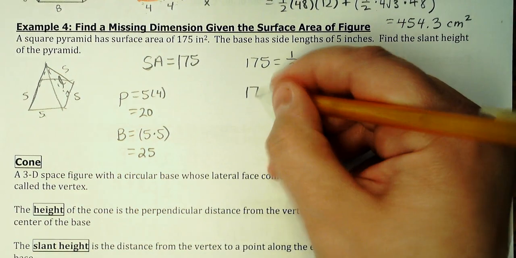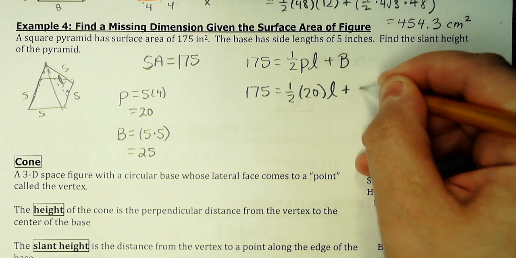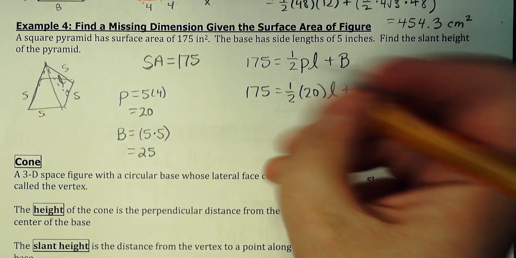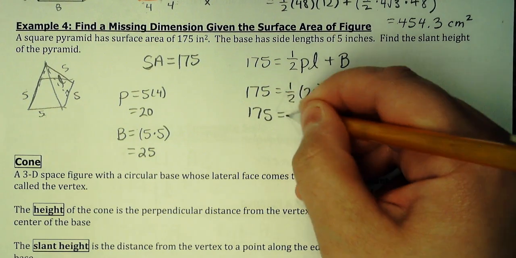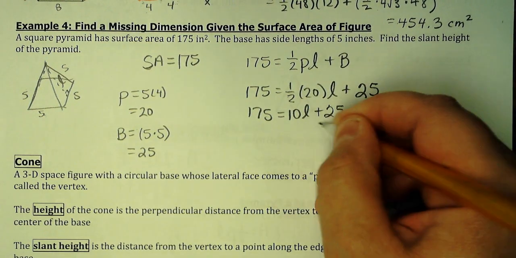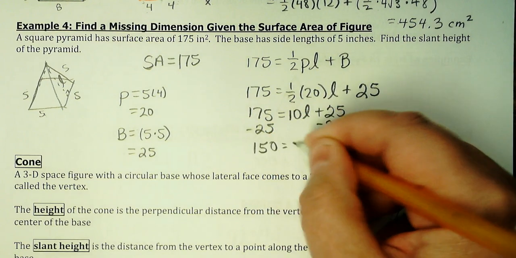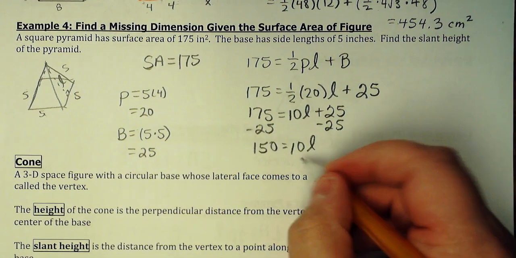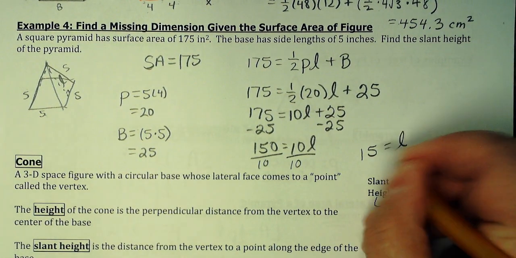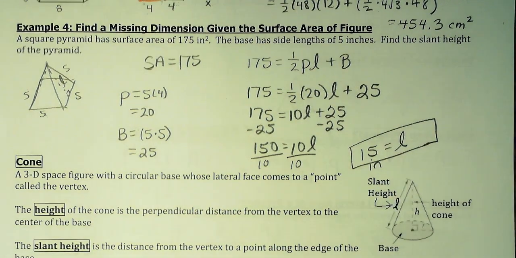So I'm going to plug in my perimeter of the base, which is 20, and my area of the base, which is 25, and then you have everything you need in the formula except for the slant height. So we're just going to simplify this. Half of 20 is 10, and that area of the base is 25. So we're just solving this like a normal equation. So let me move the 25. I get 150 equals 10 times my slant height, and then all you got to do is divide both sides by 10. So your slant height is going to be 15. And then this would just be inches because it's not an area, it's just a dimension.